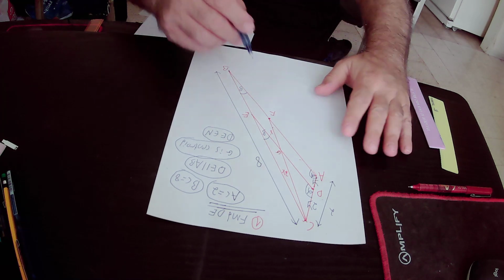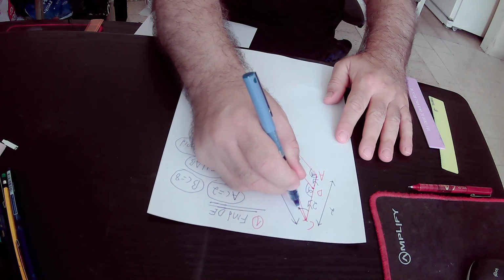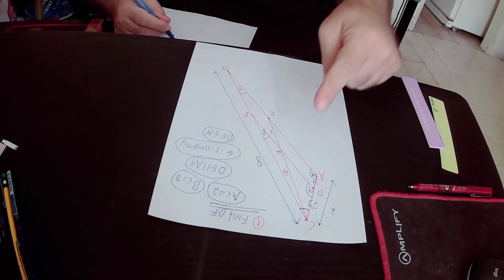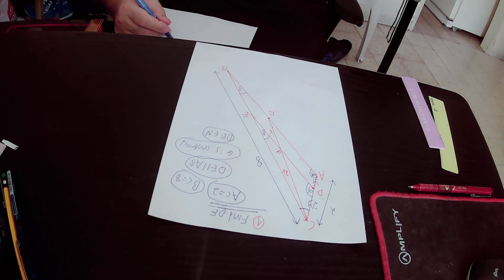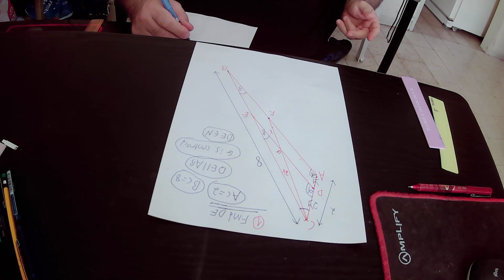And the third angle, this angle, is a common angle. It belongs to both triangles, to triangle ABC and to triangle CDE. So we can write down that angle C equals angle C. It is a common angle.